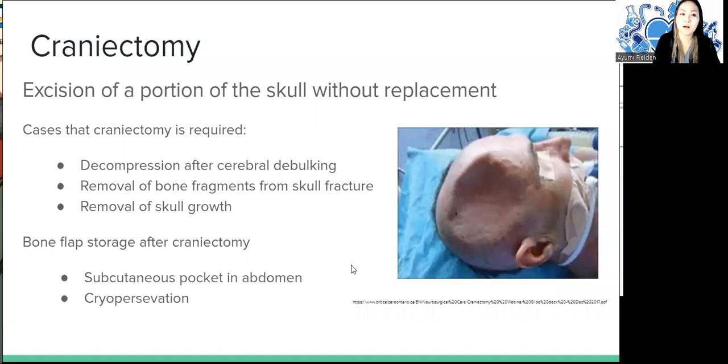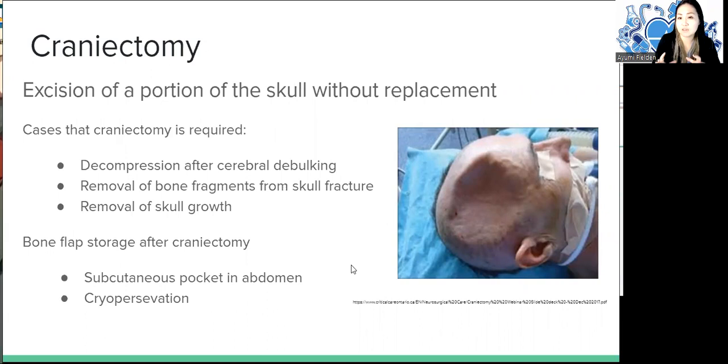So now let's talk about craniectomy. So remember, ectomy means we removed it, right? So it's excision of a portion of the skull without replacement. So why do we need to do craniectomy? The decompression after cerebral debulking. And so the majority of the cases that I've seen in my experience at my facility is a patient who had, let's say, a massive stroke or traumatic brain injury and has a massive cerebral edema.